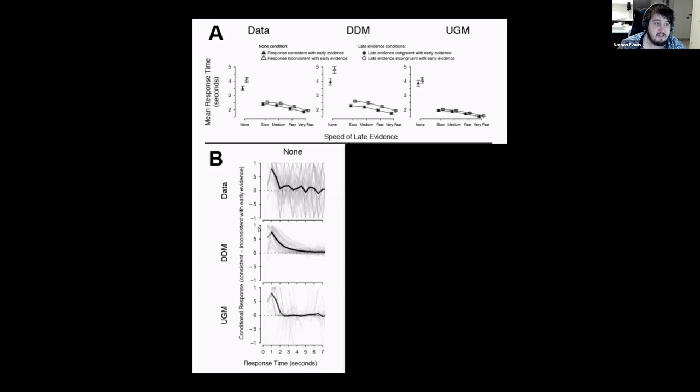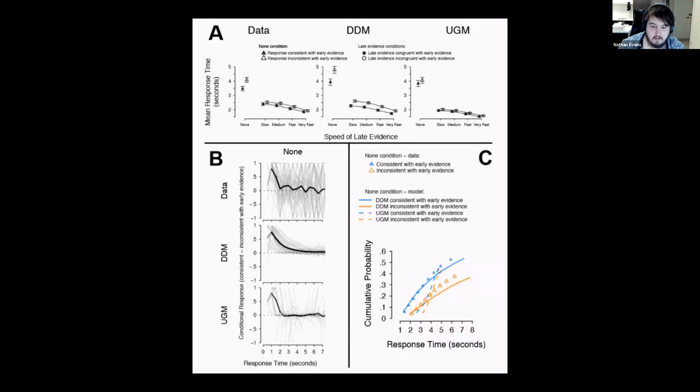And then we have a second data trend we can look at, right? Again, not super important what it is for the purpose of this talk. But here's the data, and here's the diffusion model prediction, and here's the urgency gating model prediction. And in general, although the diffusion model is kind of close, the steep decline does seem to be more closely matched by the urgency gating model. So again, this pattern seems to suggest the urgency gating model is better.